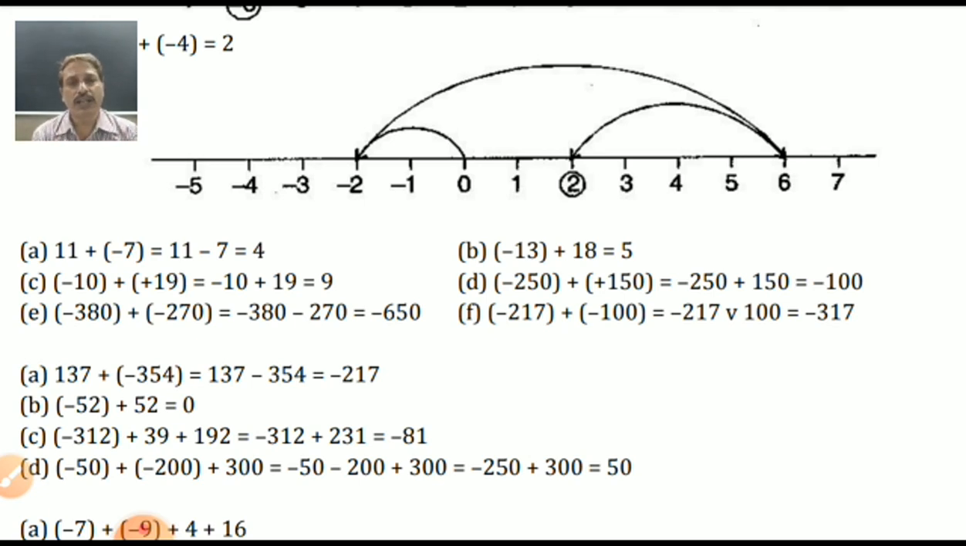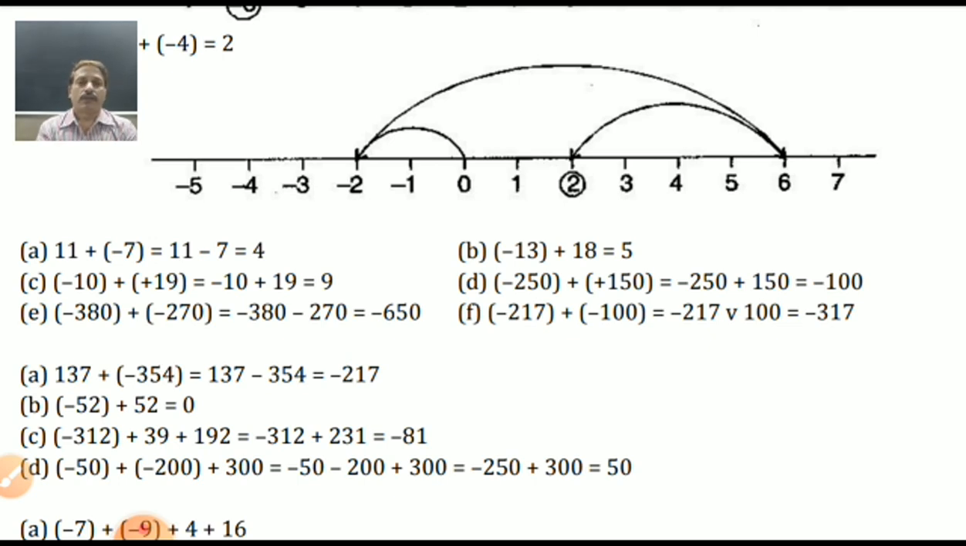Whenever positive and negative come together, it gives you a negative answer. So 7 is a negative. 11 minus 7 gives me 4. Minus 13 plus 18. One positive number, one negative number. Subtraction will be possible. So it should be 5, not negative 5, because 18 is the greater number.